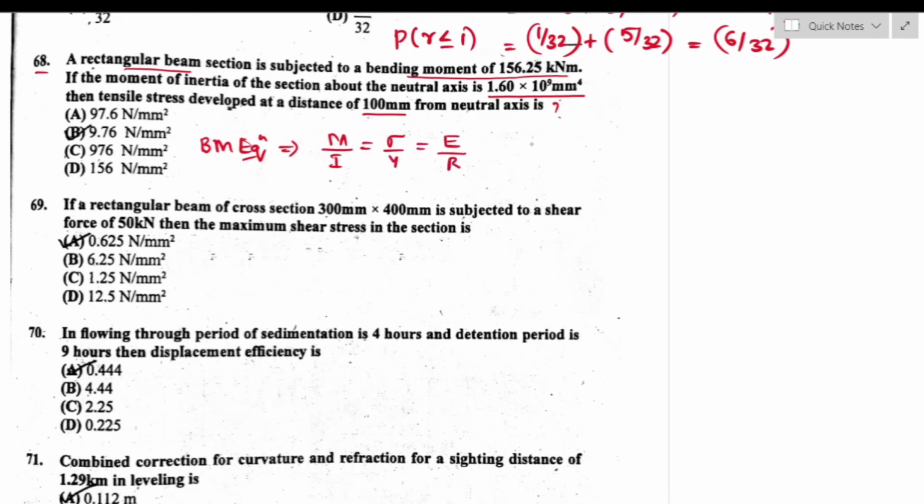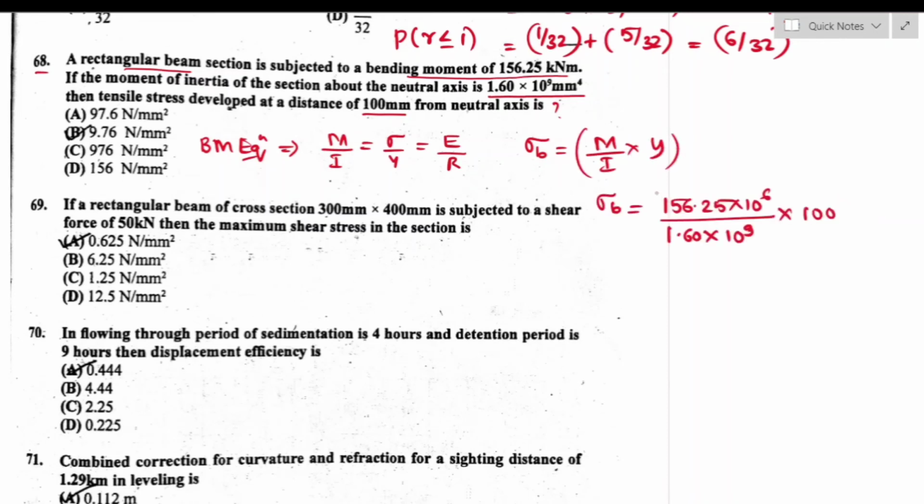So to find the maximum bending stress, sigma is equal to M by I into y. So the maximum bending stress will be 9.76 Newton per mm square. So the right answer is option B.